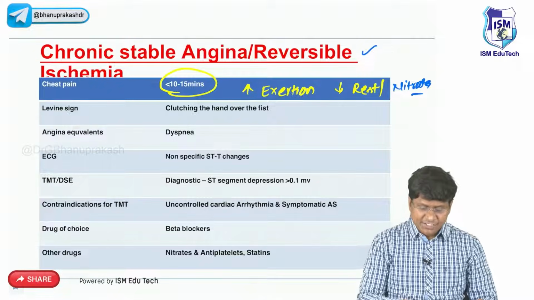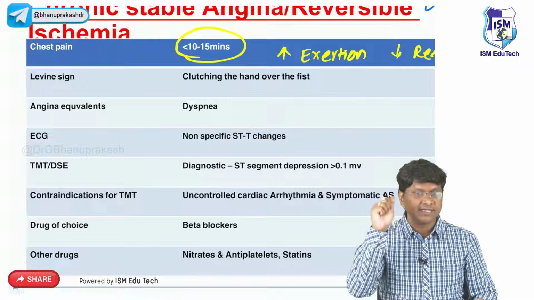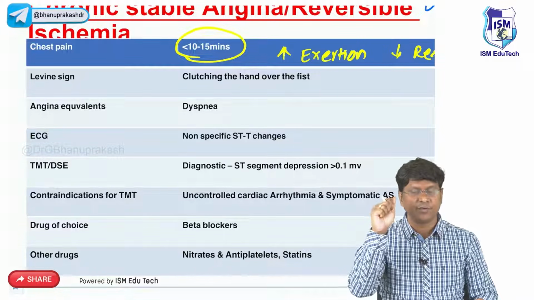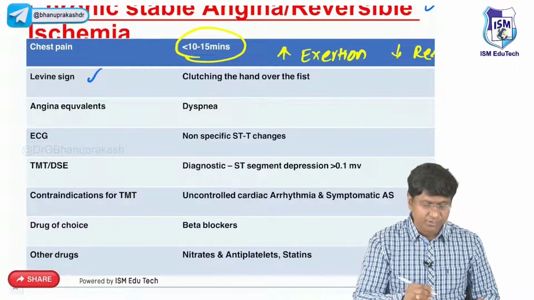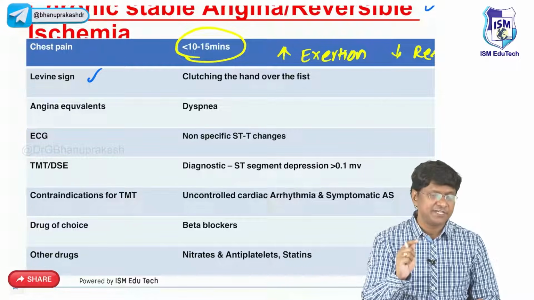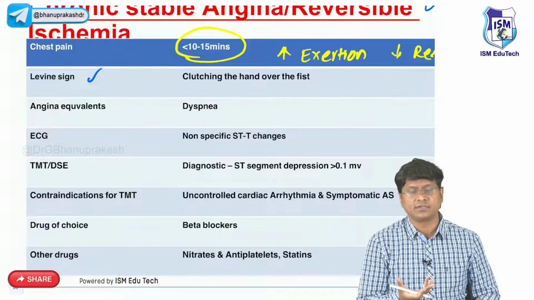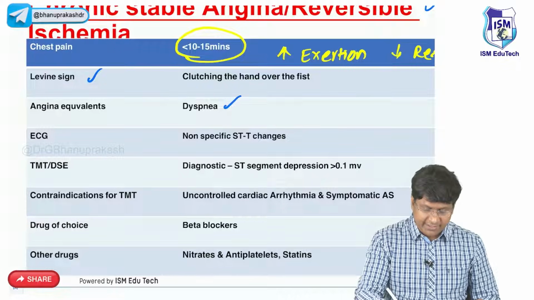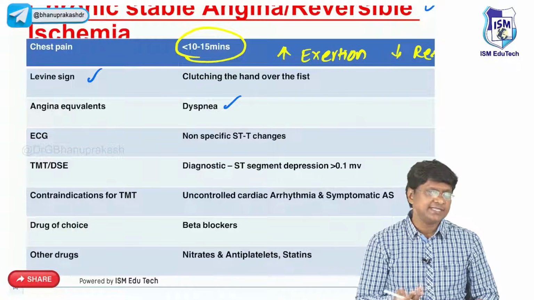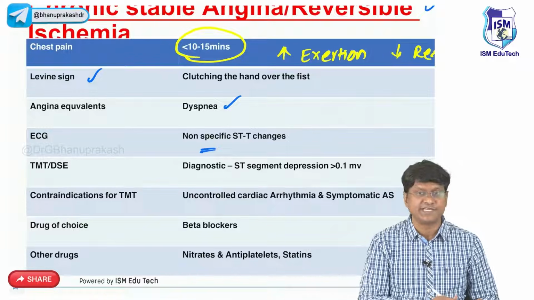Now, these patients, whenever they are describing the chest pain, will clutch the hand in the form of a fist over the precordium, and that is called Levine sign. But those patients with diabetic autonomic neuropathy don't have this angina. They can have silent MI. So the angina equivalent will be dyspnea. And in case of chronic stable angina, you don't have any specific ECG changes. You have non-specific ST-T changes.